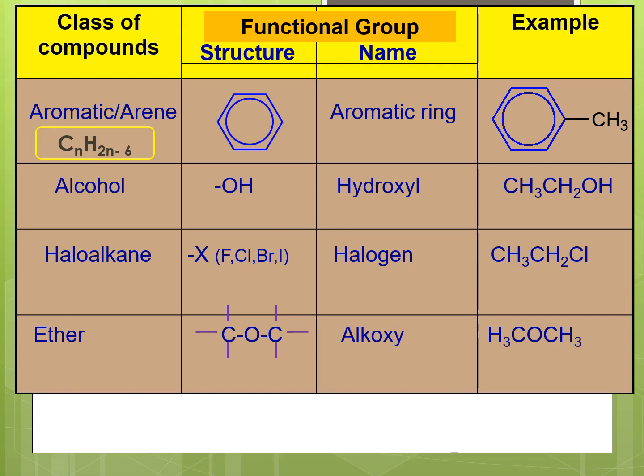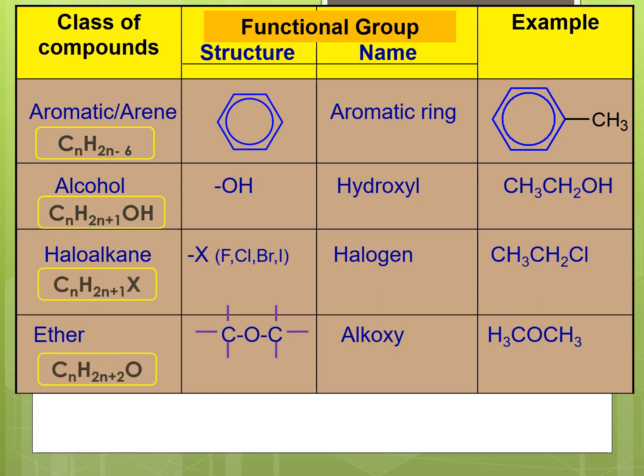Alcohol, class of compound. The structure of the functional group is OH and the name of the functional group is hydroxyl. Haloalkane: the symbol is X, which represents fluorine, chlorine, bromine and iodine, so the name of the functional group is halogen. Ether, C-O-C, and the name of the functional group is alkoxy.